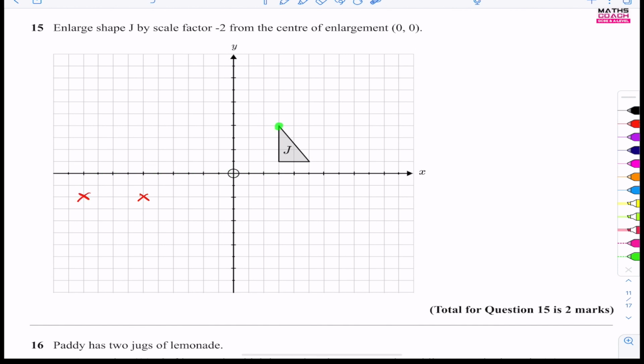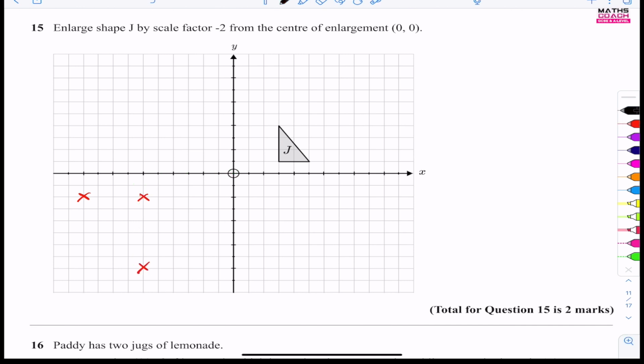Third point, 1, 2, 3, 3 across, which means 6 the other way. And then 1, 2, 3, 4. 4 up, 8 down the other way. Okay, so let's do that. So 1, 2, 3, 4, 5, 6, and then down by 8. So 1, 2, 3, 4, 5, 6, 7, 8. Right there, we're going to mark it.